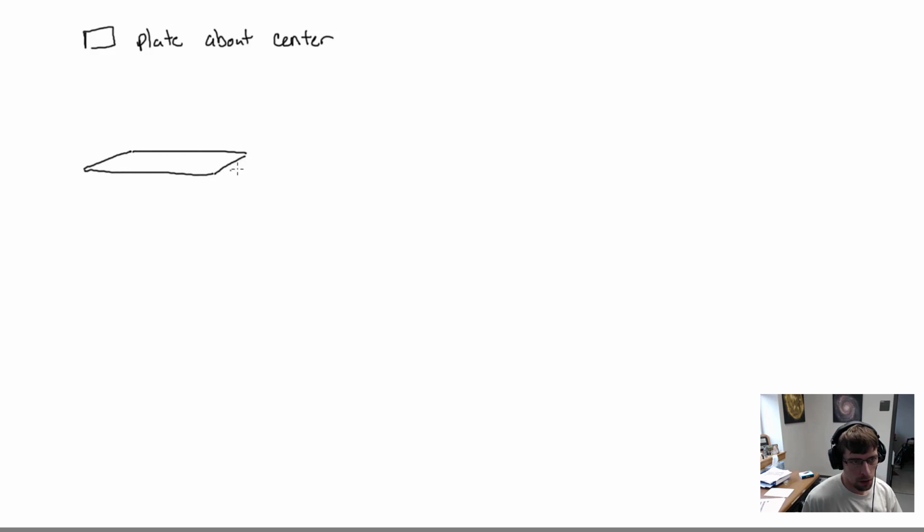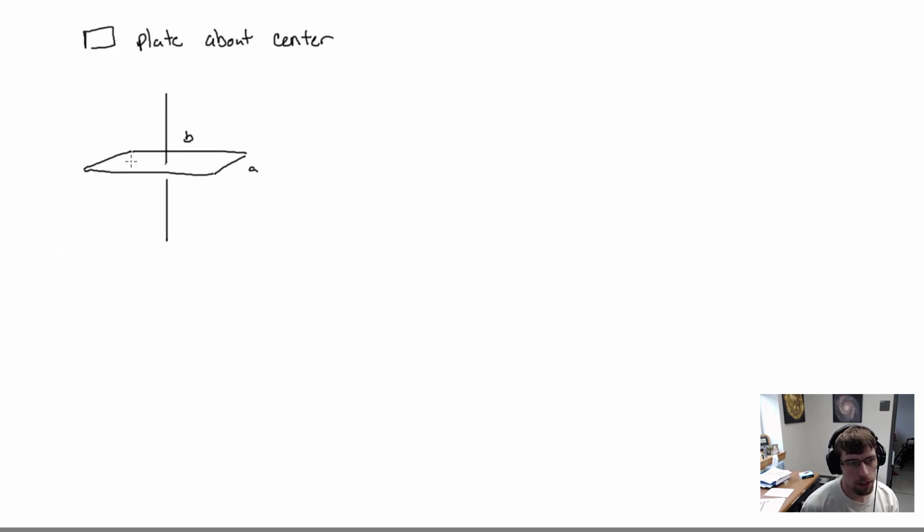Okay, so how about this? Let's do the moment of inertia of a rectangular plate about the center. So a rectangular plate about center. Okay, well, let's go ahead. I'll just draw a quick sketch. Very rough. We'll call this distance A. We'll call that distance B. And we need two distances. And we're going to rotate it about an axis through the center of the plate.